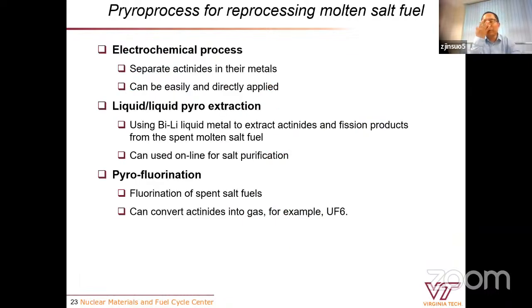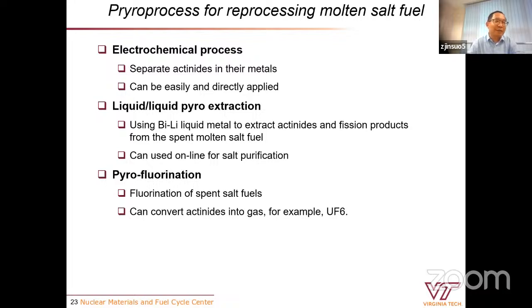Okay, so after we run our reactor, how can we handle the spent molten salt? There are several processes related to the molten salt system, and we already lectured on this, the pyrochemical process. This includes the electrochemical process, so you can separate your actinides in their metal form. For this, you just use the spent salt. You get the salt, and you can reprocess it directly. You do not need chopping. You do not need to separate the cladding hull from your spent fuel.